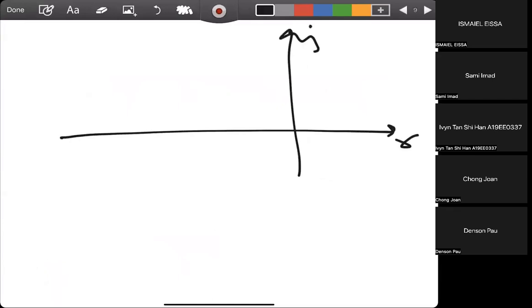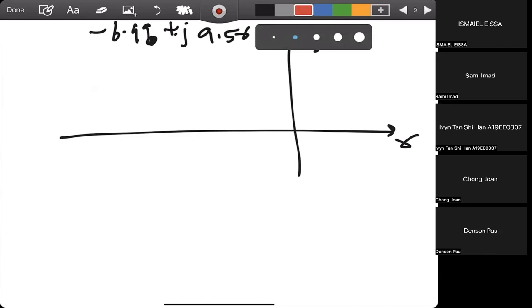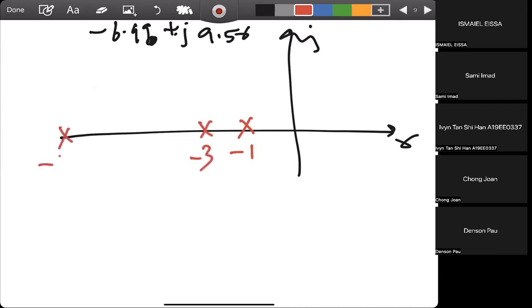The new dominant pole, which is here, minus 6.99 plus j9.56. And the poles are minus 1, minus 3, and minus 15. So where are we going to put the zeros? Any locations? Okay, let's say we put here. Zeros of the compensator controller.